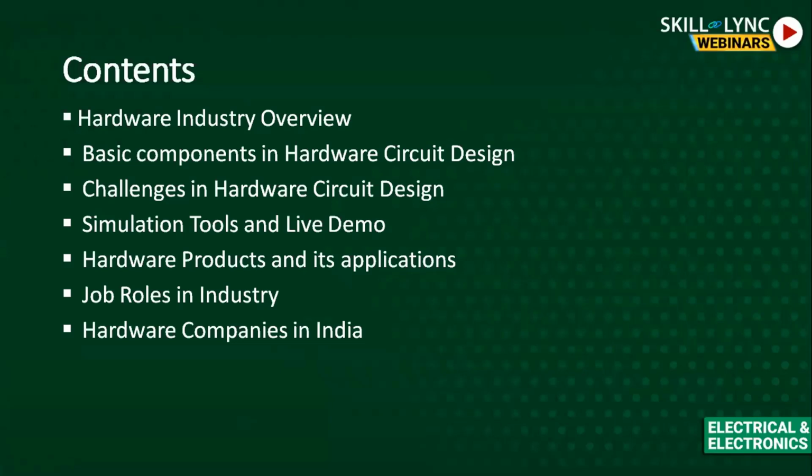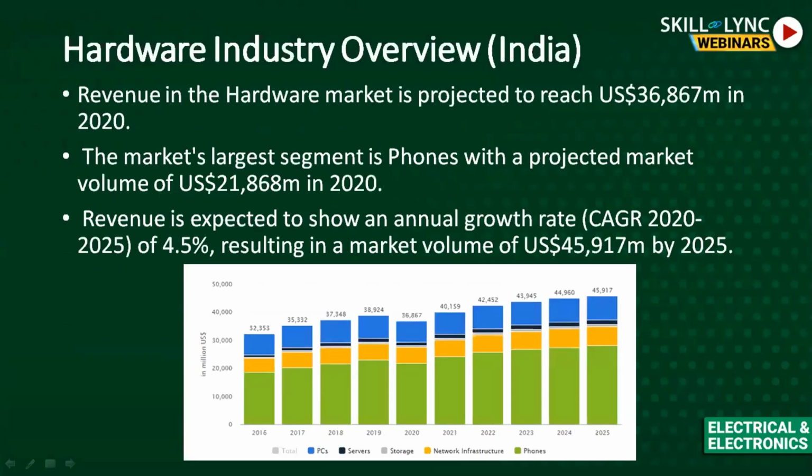Moving on, as you can see, when we talk about India, in the year 2020 the revenue in the hardware market is projected to reach 36,867 million US dollars. So you can see it's quite a big industry, and the largest share in the hardware industry is coming from mobile phones.